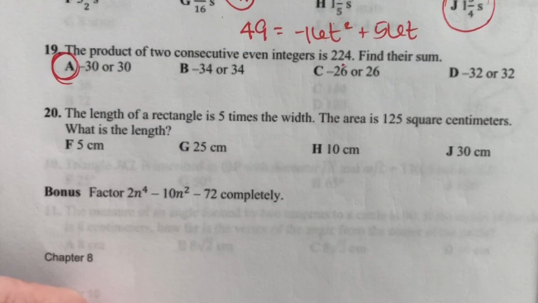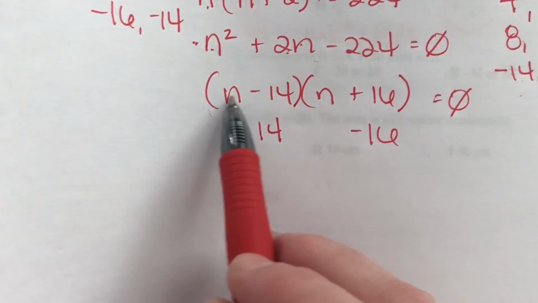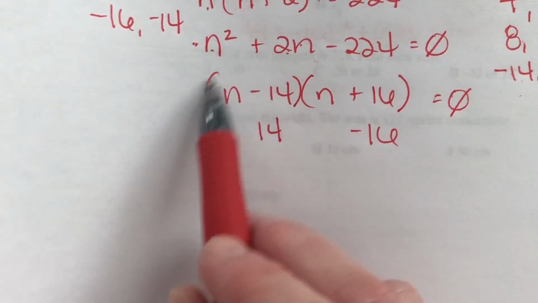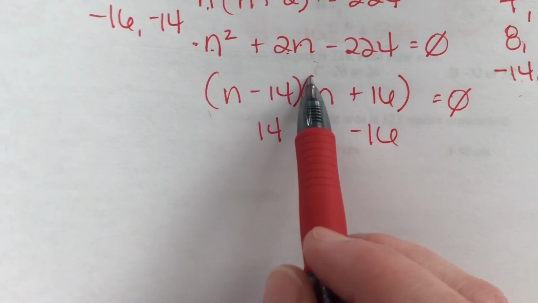trinomial, right, the quadratic formula. When I add them together, what do I get? Well, it depends on what the two numbers were. When I solved that formula, I got two different answers. I got to this step right here, so one of the answers I got was positive 14. One of the answers I got was negative 16.